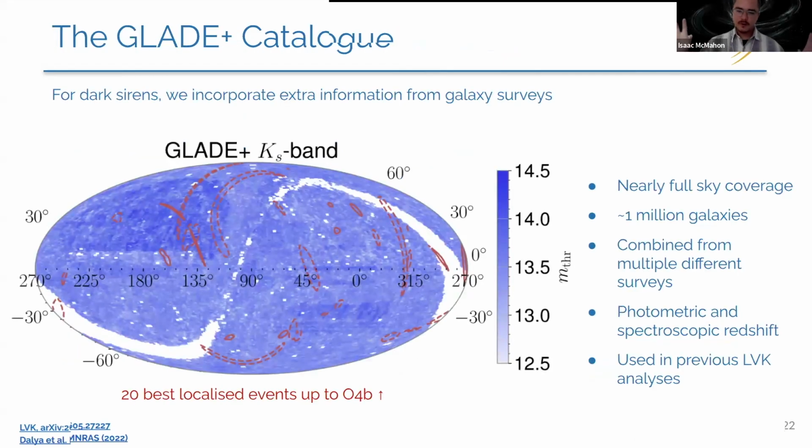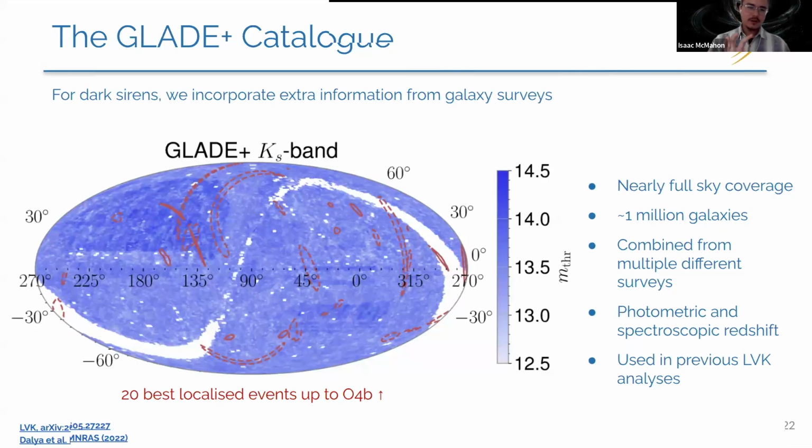So that's all the information about the gravitational wave data. Now let's talk about the galaxy catalog data. We use 2 different galaxy catalogs here. The first one is the GLADE Plus galaxy catalog. This is the same catalog that is used in previous LVK analyses. It has nearly full sky coverage across the entire sky. It includes about 1 million galaxies that are combined from multiple different surveys that are both photometric and spectroscopic redshift. But the goal of this survey was to combine everything we could in order to cover a very wide region.